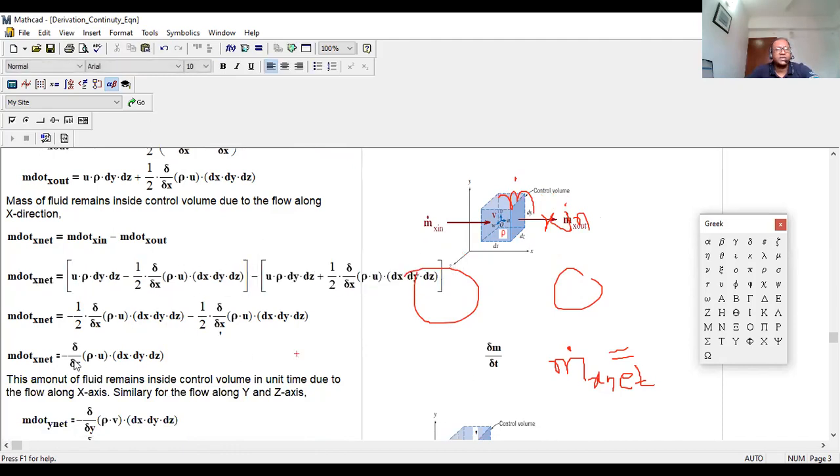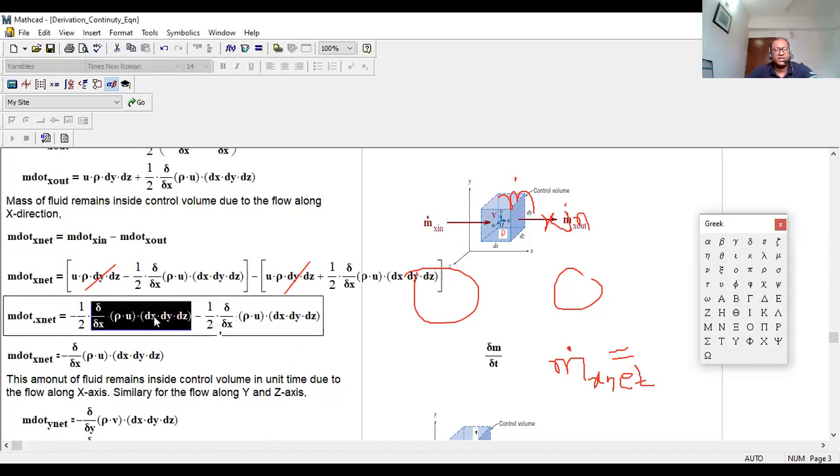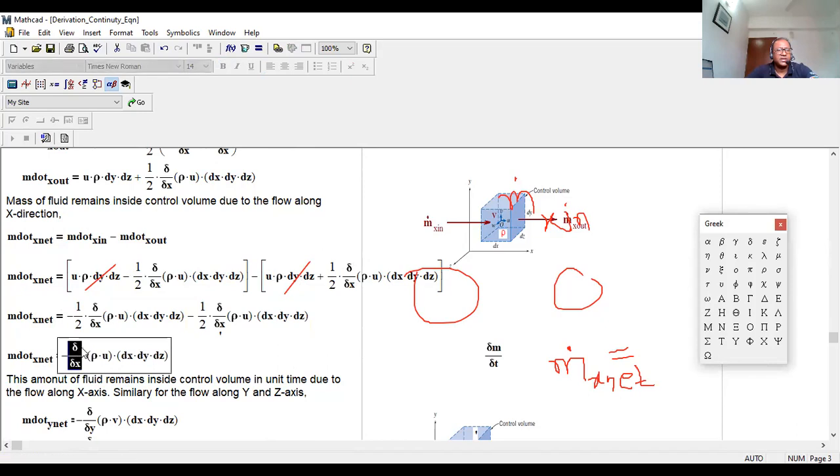Then you rearrange this equation. Then you see this term will cancel out. This cancels out. So you'll have m dot net, this term and this term. If you look carefully, if I say half x, and this is half x, what will we get? Full x. This is equal to minus del by del x of this component.